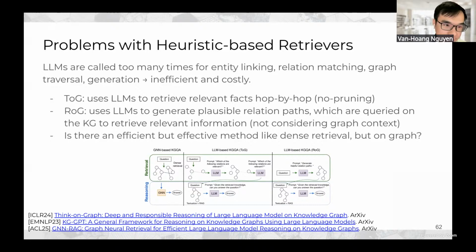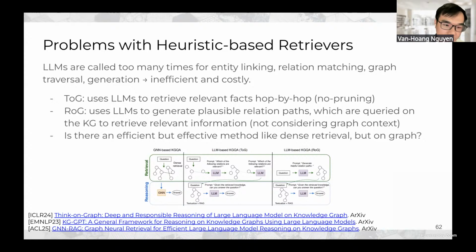So you can see that the LLMs are called too many times for entity linking, for relation matching, for graph traversals, and for generations. So if you use costly LLMs, it will burn through your budget very quickly. Some typical ways that the LLMs are used, like ToG, that's Think-on-Graph, use LLMs to retrieve the relevant facts hop by hop. So the order of complexity is in the order of the branching factor.